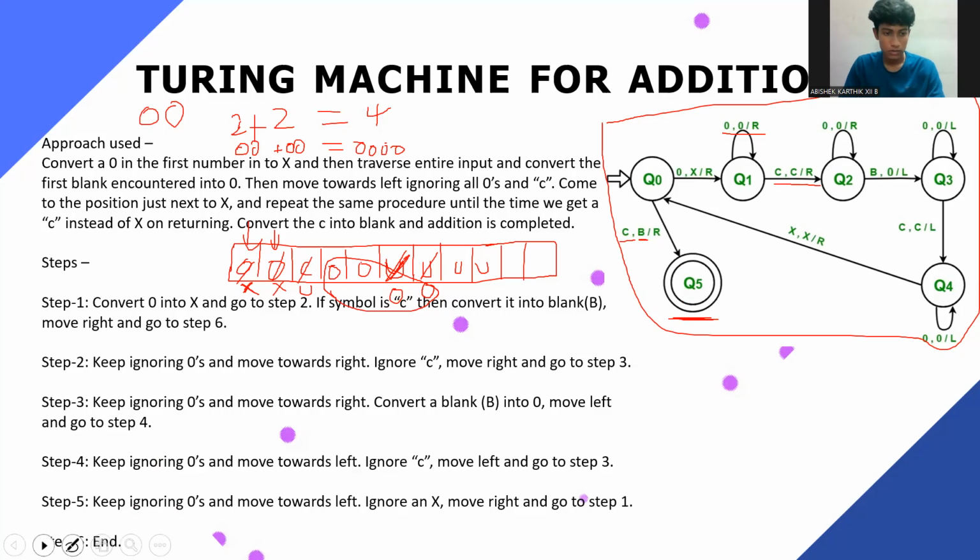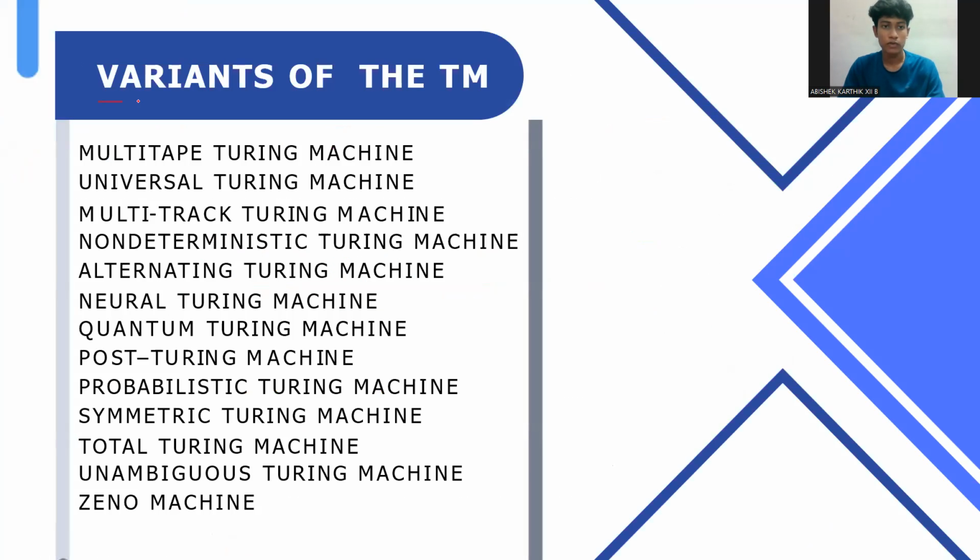Okay, so now let's see the variants of Turing machines. There are so many variants of Turing machines, but they're not any more powerful than the original normal Turing machine. By powerful, I mean they can't recognize any language other than those a normal Turing machine can. They all still recognize the same set of languages. They're in no way more powerful than the other.